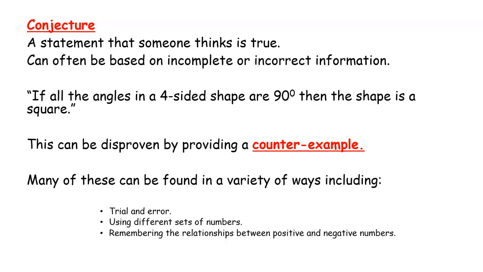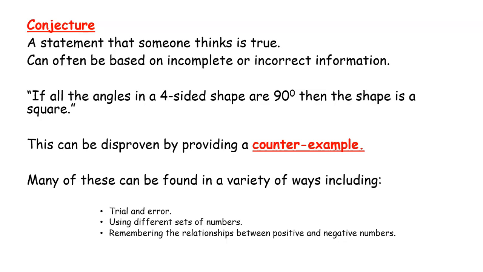However, quite often these can be based on incomplete or incorrect information. An example of this might be something like, any four-sided shape with right-angled corners is a square. Well, we know this isn't true because I can give you an example where a shape with four sides with right angles in the corners is actually a rectangle. So we know that that conjecture is false.